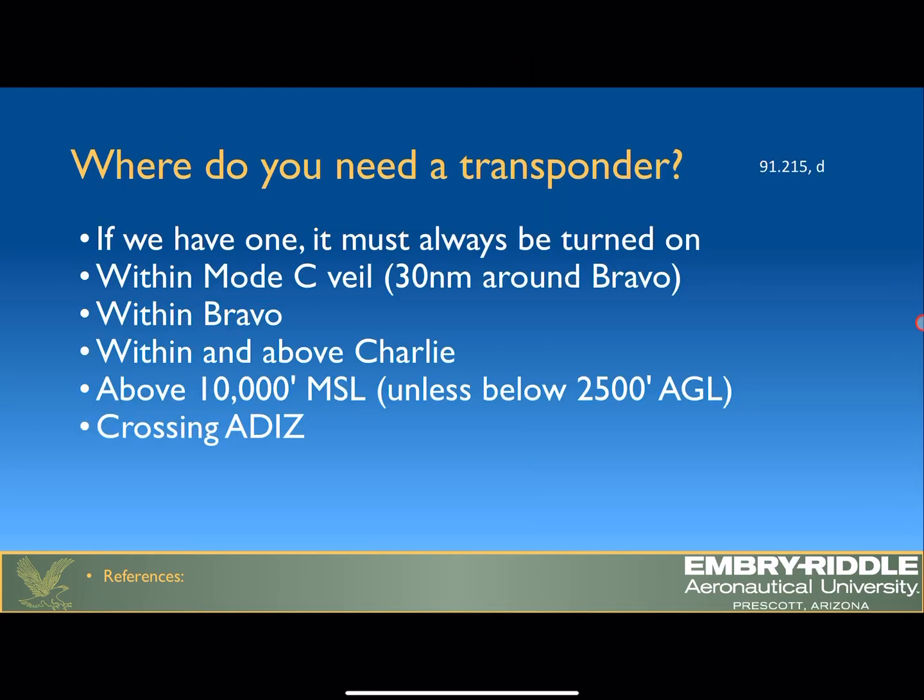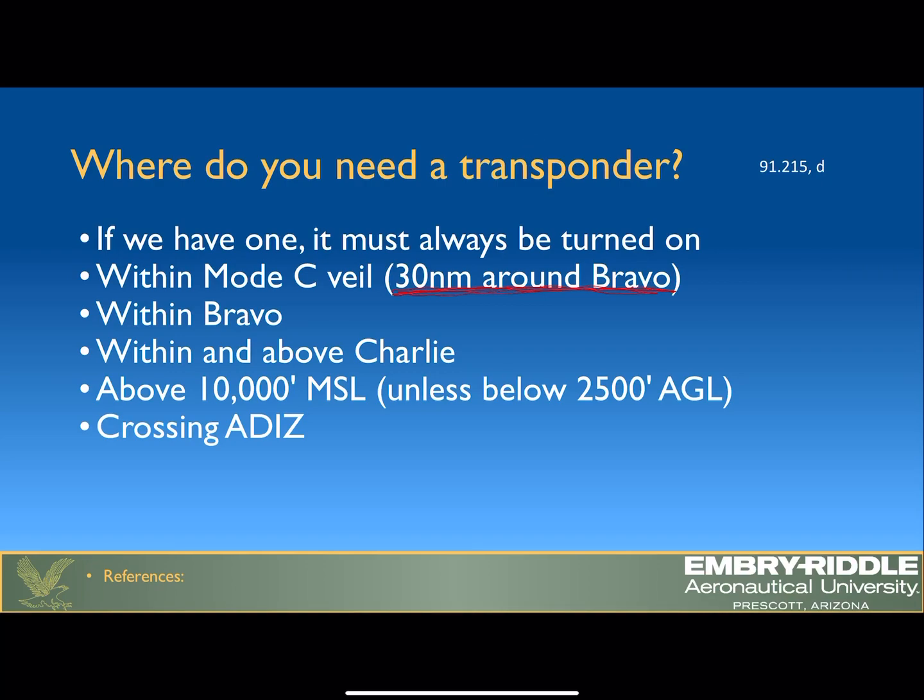So where do you need a transponder? Where must we always operate with a transponder? If we have one, it must always be turned on. If you remember, you need a Mode C transponder within what we call the Mode C veil, or 30 nautical miles around a Bravo airport. If you look on a sectional, a Bravo airport will have a magenta ring that says Mode C surrounding it. So that's how you know you'll need a transponder when operating within that area.